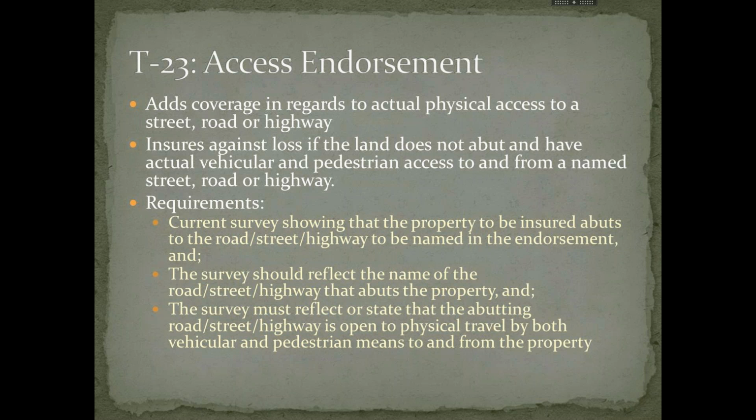right? So if this is something that you're being asked to issue, we're going to need to make sure that we have a current survey showing that the property to be insured abuts to the road, street, or highway to be named in the endorsement, right? So the endorsement says, we're insuring you that you have access to this street, right? So we need to have a survey that shows that. The survey should also reflect the name of the road, street, or highway. And it also must reflect that that's open to physical travel by both vehicular and pedestrian means, right? So it can't just be a walkway. They got to be able to drive a car through there.